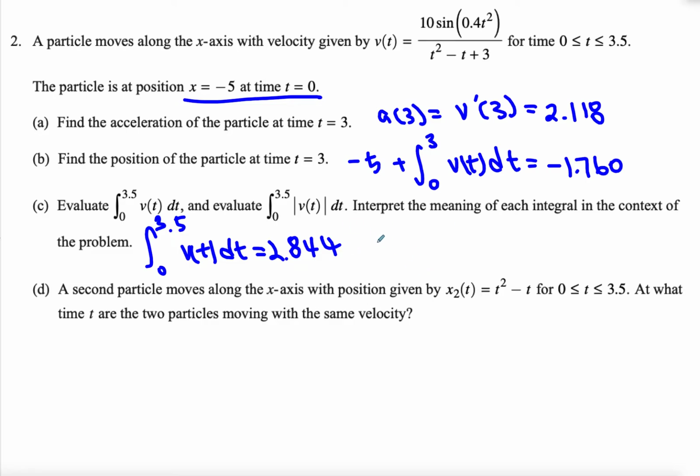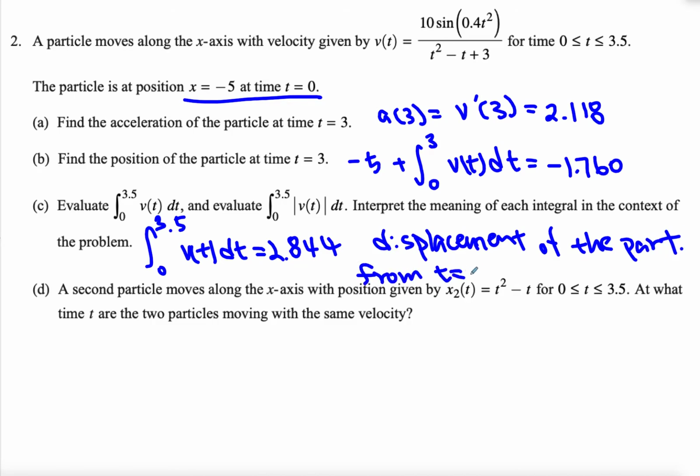Okay, so this represents a change in position or displacement. Let me just write it down this way: displacement of the particle from t equals 0 to t equals 3.5. So that's basically what we end up getting.